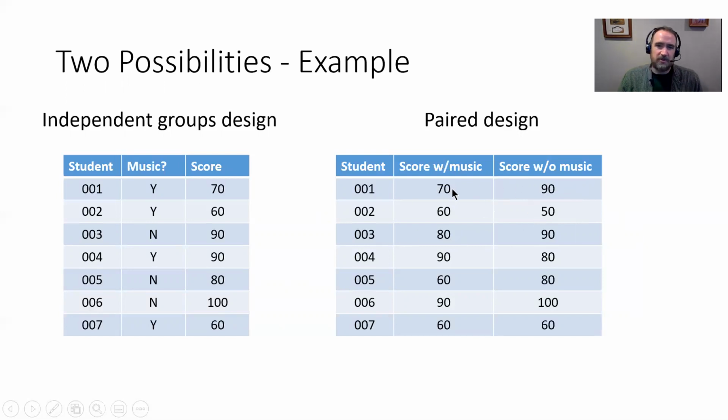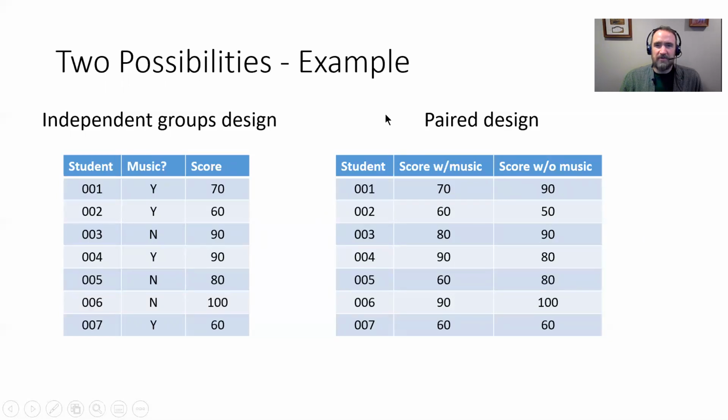Student one listens to music on the first quiz and not on the second, but student two would be the opposite, music on the second quiz and not on the first. So that way we get a mix of things, and we're not associating one of our groups with something other than what we're interested in. So this is how the two designs differ.